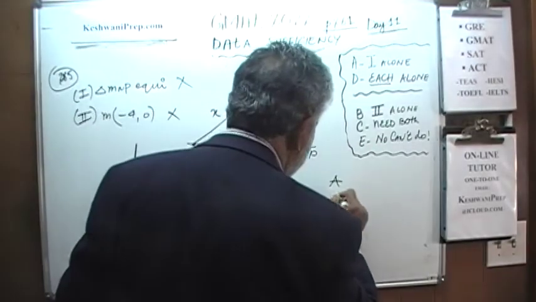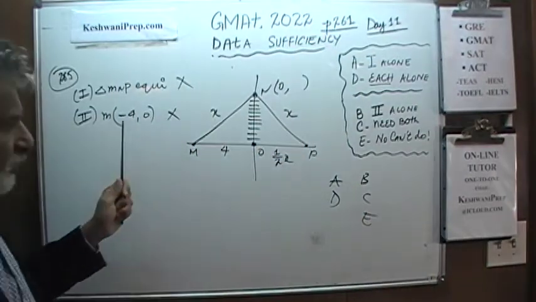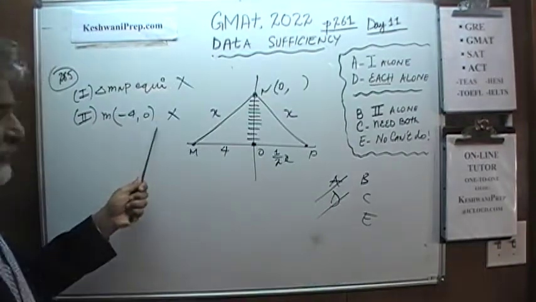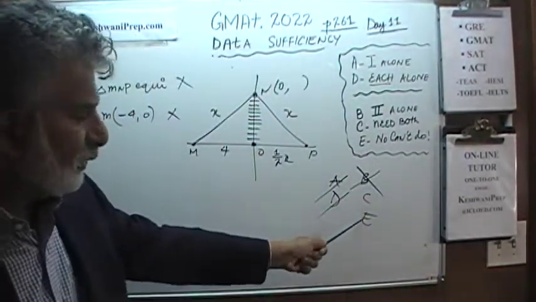Let's put it here, A, D, B, C, E. So the first statement by itself was no good, which means the answer cannot be A or D. Second statement by itself is no good, which means the answer cannot be B. It has to be either C or E.